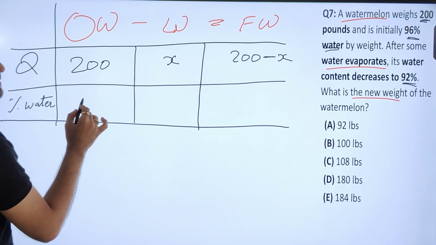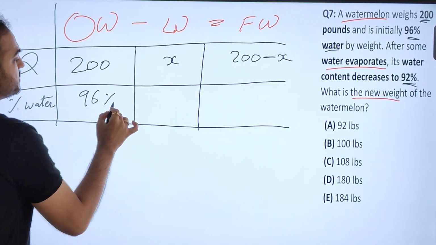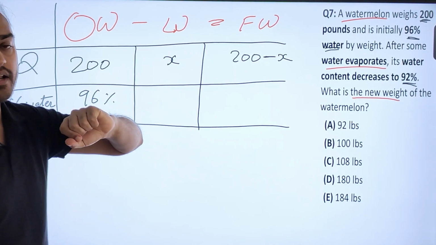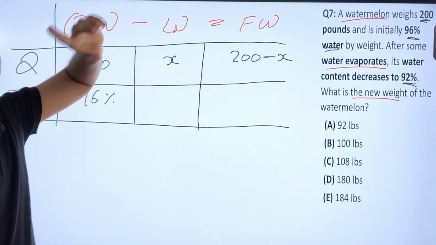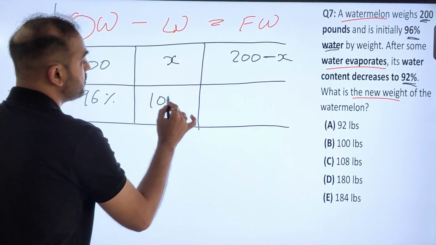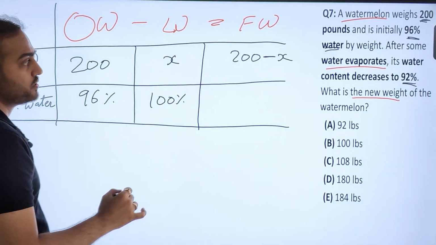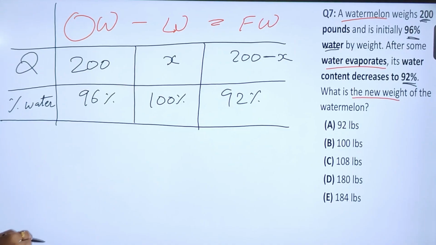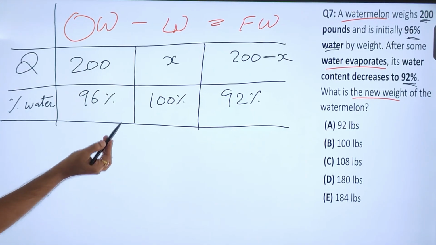Original watermelon, percentage of water was 96%. The water that is evaporating is pure water, right? We have done a question before where you had a pure active ingredient. The water evaporating here is again pure water. So that's 100% water. And final watermelon has 92% water. Again, table complete. Let's make the equation.